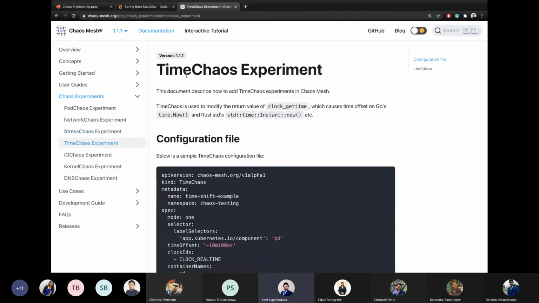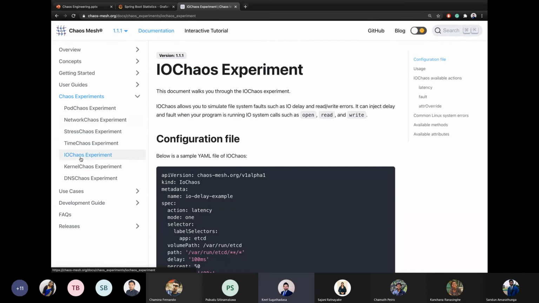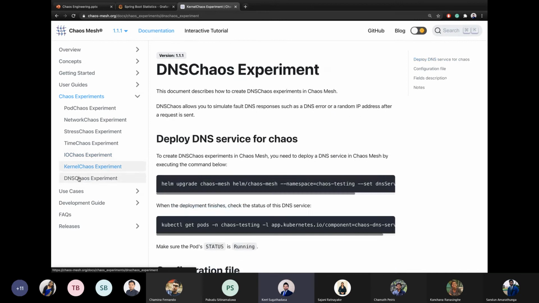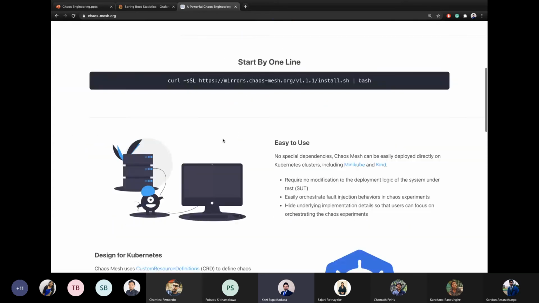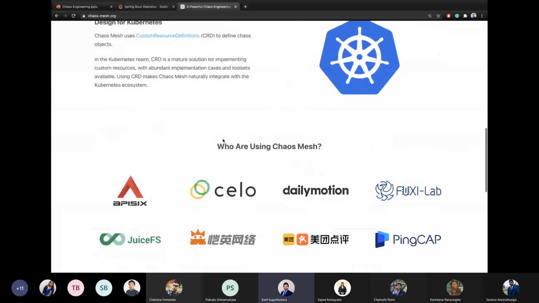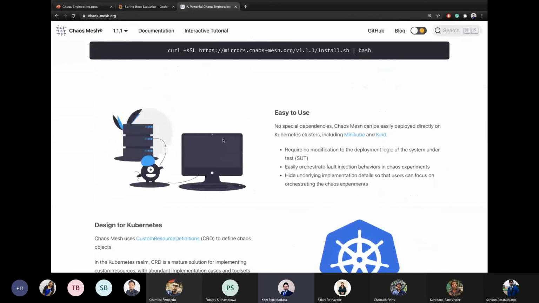And then we have time chaos. This is the thing that I said about time traveling. You can change and shift different times and offsets. IO experiment is if you are having some file system writes, IO writes or reads, you can impact that by doing an IO chaos experiment. And there are different other levels like kernel chaos and DNS chaos. I'll not jump into all of these, but if anyone is interested, just Google chaos mesh, and you will be able to see how we can run this level of chaos experiments on your own production systems.